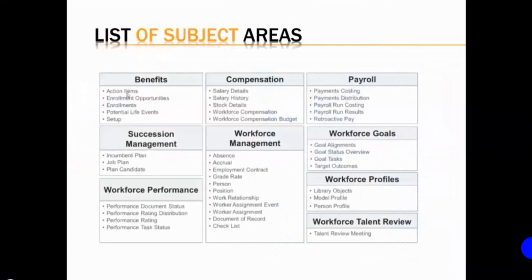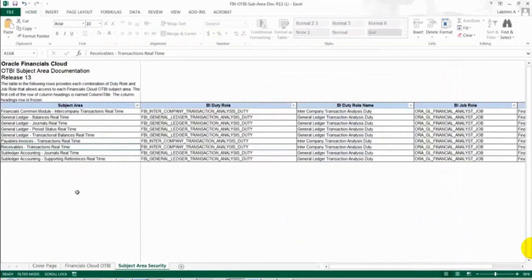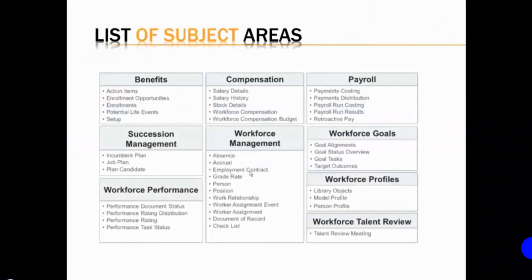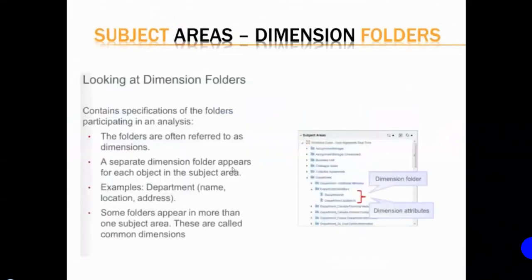Basically, every module has its own subject areas, and this can be derived from this Excel sheet too. The sheet also gives the same information. Basically, what is the purpose of each subject area? Okay, and coming to the dimension folders, as I said, every folder is called a dimension folder, and every dimension folder has a list of attributes.